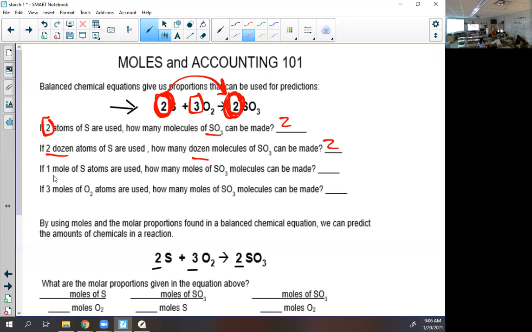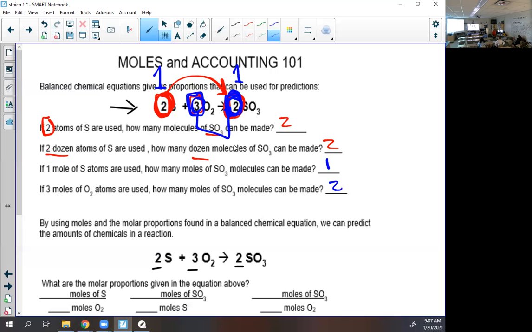Next one is tricky. If you only have 1 of these, how many of these can you make? 1. This ratio, it's a 2 to 2 or a 1 to 1 or a 10 billion to 10 billion. Like these 2 numbers will always match. Next, if 3 moles of O2, we switched it on you, how many SO3 can be made? 2. If this is a 3, this tells me it's a 2 right here. It's a 3 to 2 ratio.